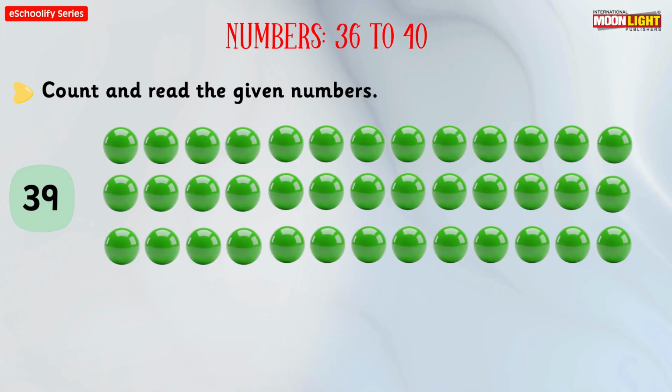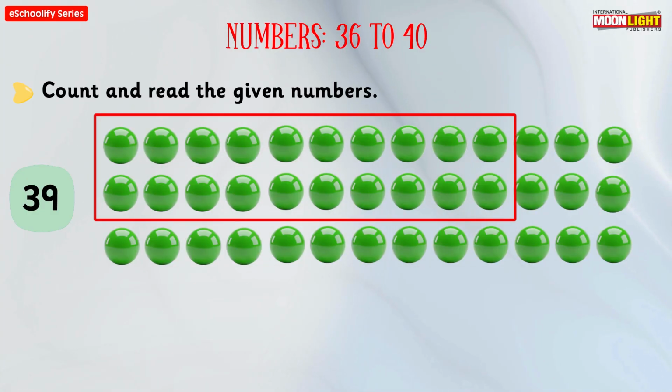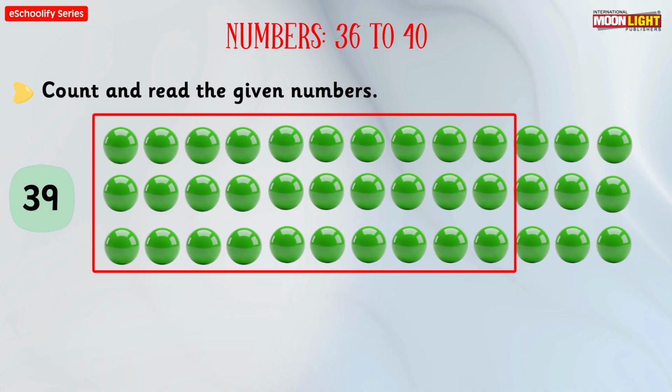How many tens are there in this number? And how many ones are there in this number? 1, 2, 3. 3 tens. 10 and 10 make 20. 20 and 10 make 30.